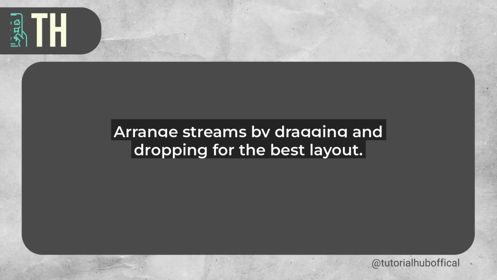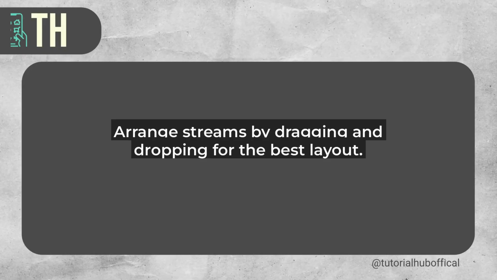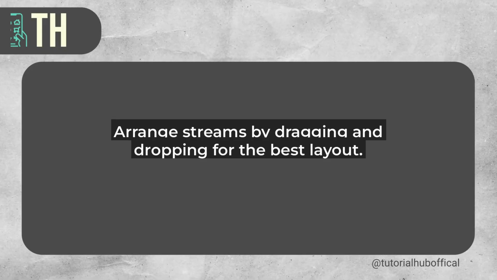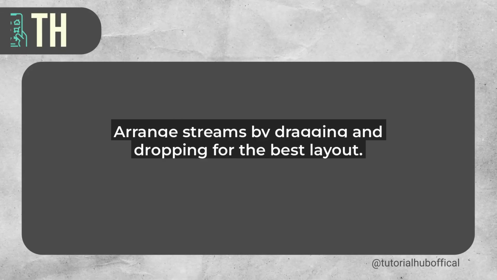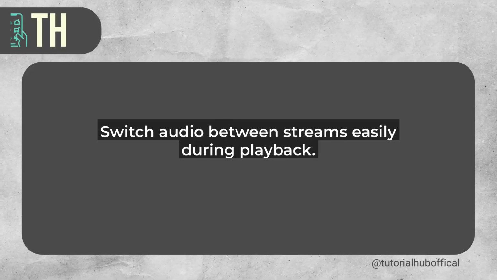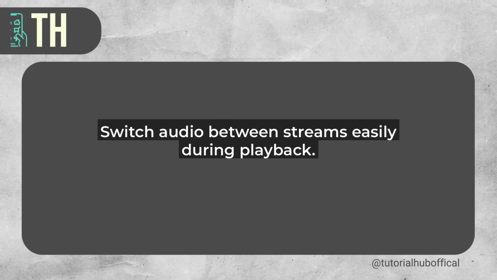Step 2. Arrange your layout. YouTube TV makes it easy to resize windows or swap positions for the best view. Just drag and drop to prioritize your favorite stream. Once you're happy, hit play, and you're golden. The audio will default to one stream, but you can switch it by selecting another window.